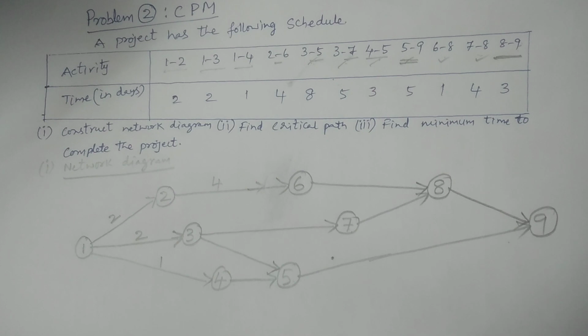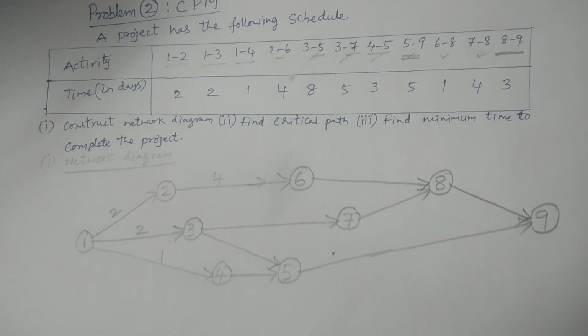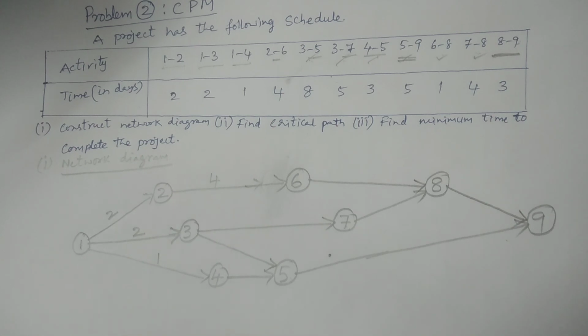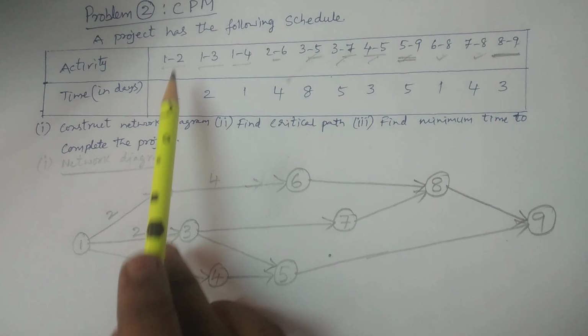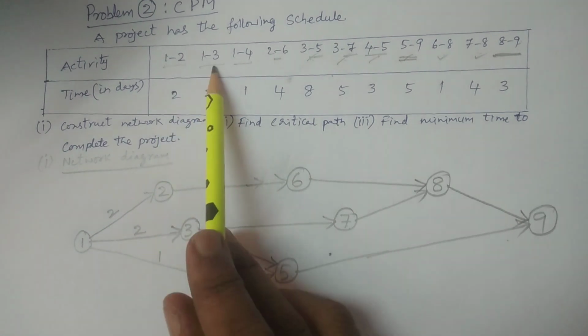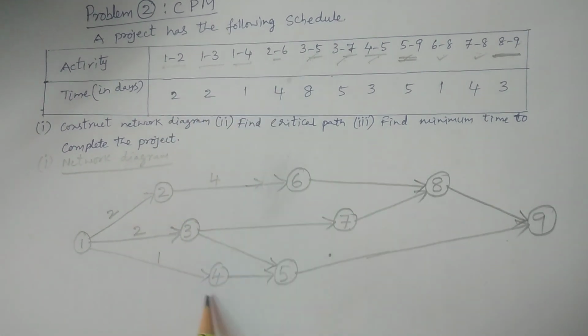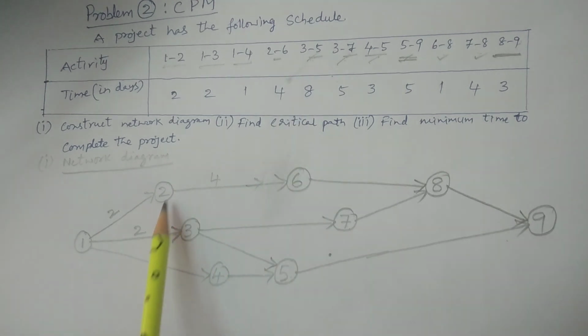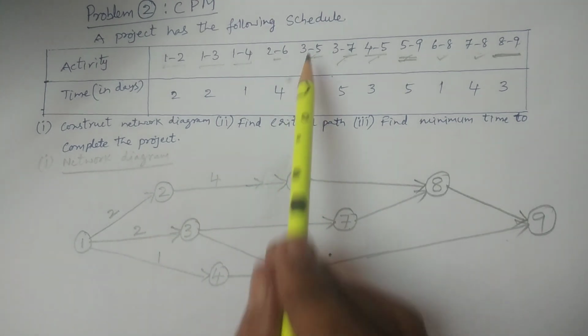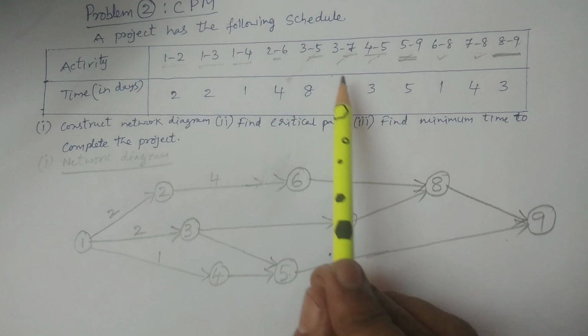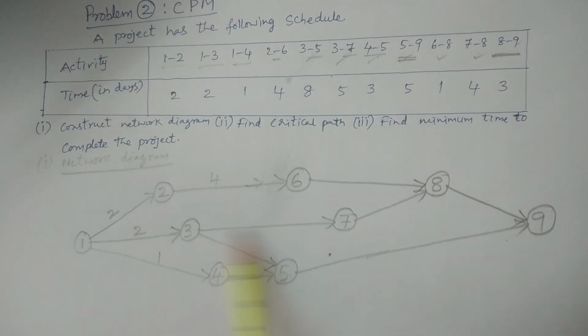So this is the network diagram. It is constructed from all the activities. Once again, 1 to 2, 1 to 3, 1 to 4, and 2 to 6. Here is 2 to 6, and 3 to 5. This is 3 to 5, and 3 to 7.